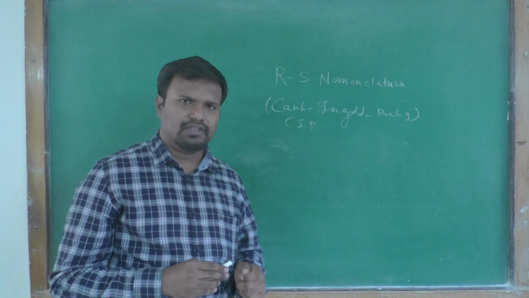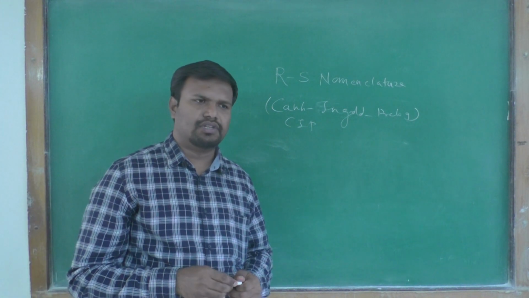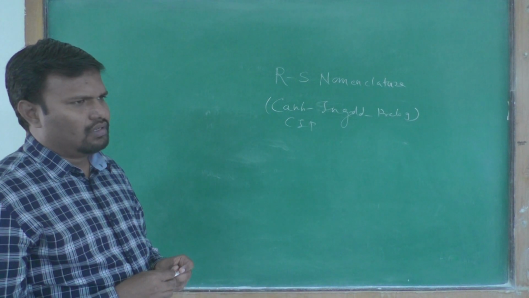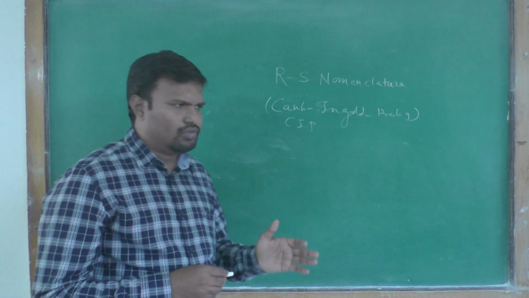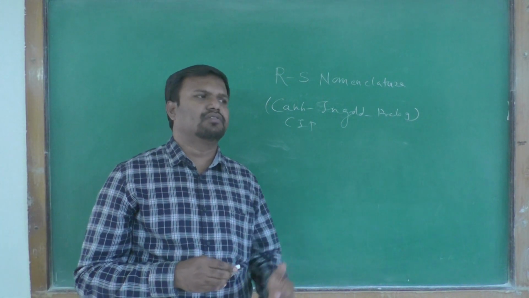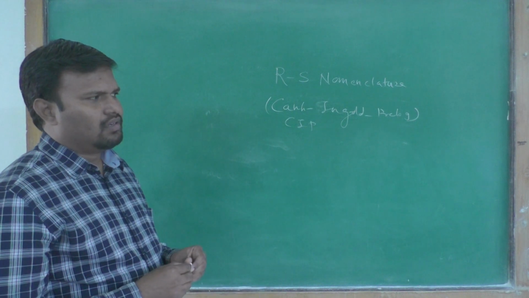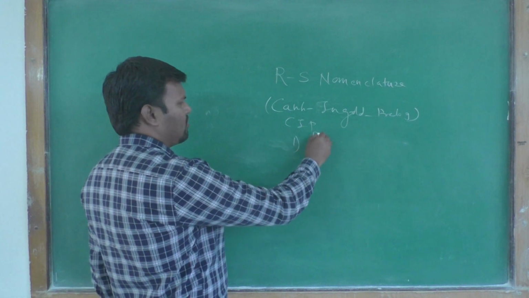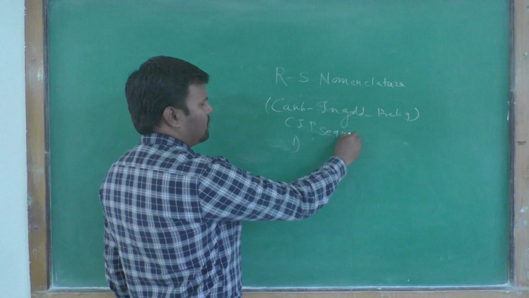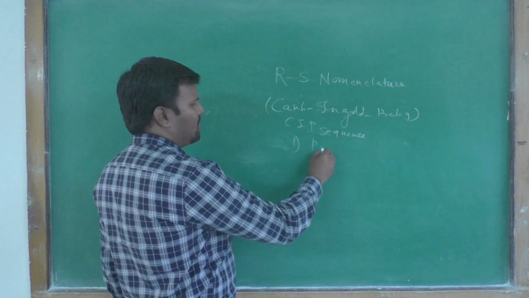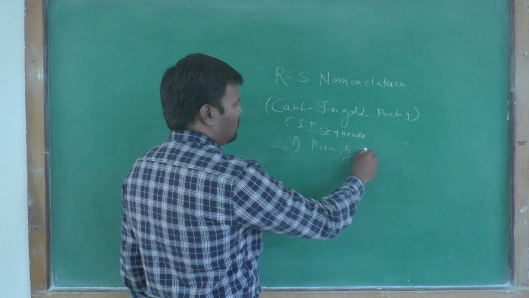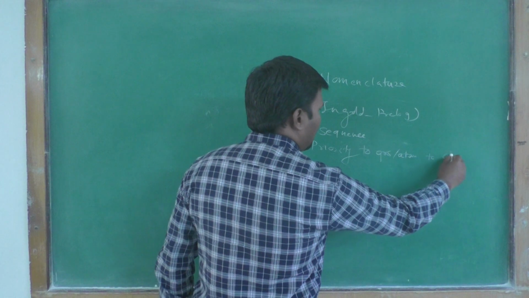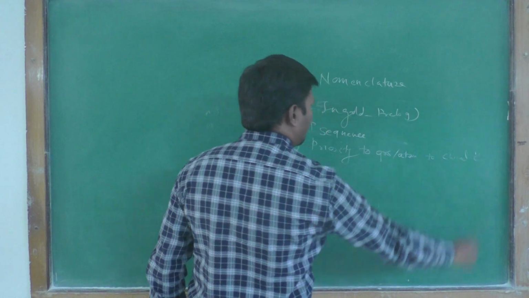Let us start with the sequence rule. That sequence rule is also given by Cahn, Ingold and Prelog. The rules we will learn one by one. The first rule is to give the priority. The sequence rule is to give priority to groups or atoms attached to a chiral carbon or chiral atom.